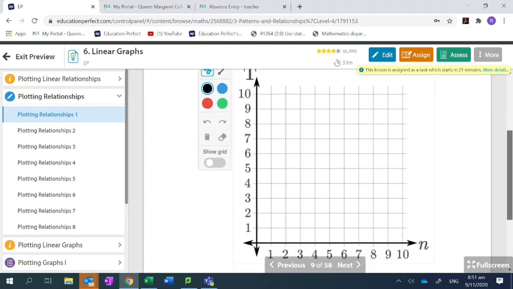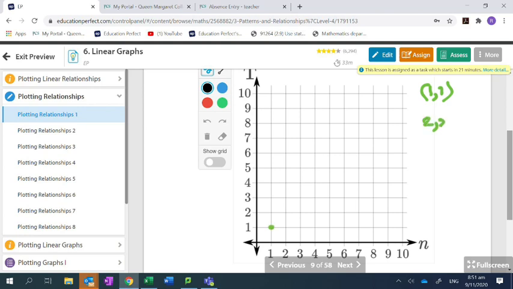Very easy relationship here. The first pair of numbers was 1, 1. So that's right 1 and up 1. Good. Then the next one was 2, 2. What's that mean? Right 2 and up 2. Then 3, 3. Right 3, up 3, and so on. I don't even have to plot the rest of them because I know what's happening, don't I? I even went way beyond the numbers that were on the chart.